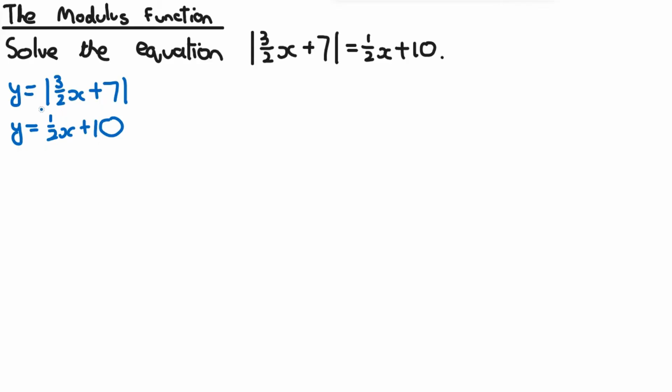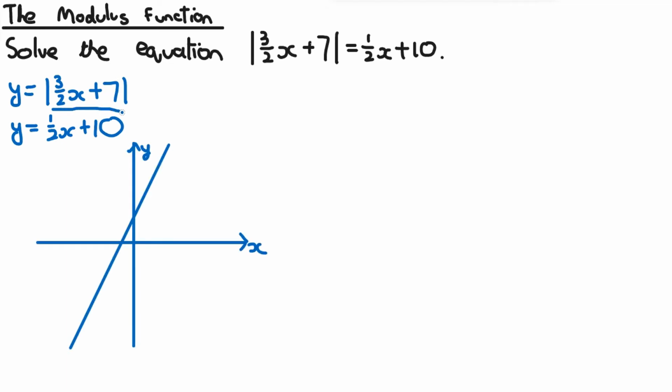So first of all, let's sketch the modulus of 3 over 2x plus 7, and first let's sketch 3 over 2x plus 7. So this is the graph of 3 over 2x plus 7, where the y-intercept is 7 and this root here is minus 14 over 3, and then the graph of the modulus of 3 over 2x plus 7 is going to be anything that's under the x-axis is reflected. So this part is fine because it's above the x-axis, so this is going to be the same here, and then this is under the x-axis, so this is going to be reflected, and it's going to be like that, where this is y is equal to the modulus of 3 over 2x plus 7.